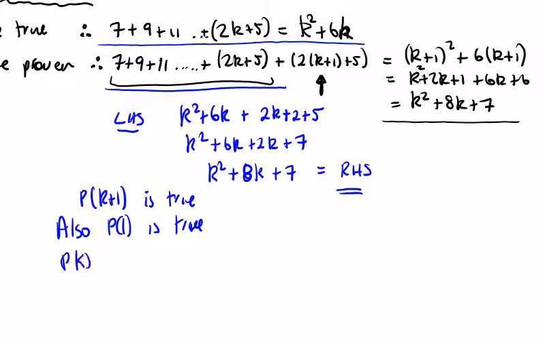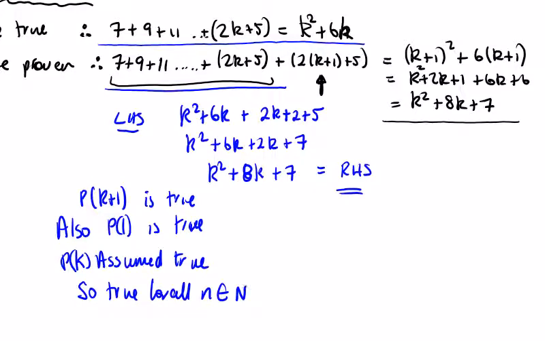Pk assumed true. So true for all n is an element of natural numbers. So 3 examples here in proof by induction for a series. We'll go on next to look at proof by induction for divisibility, and then after that inequality. So practice some more questions in this topic before moving on.